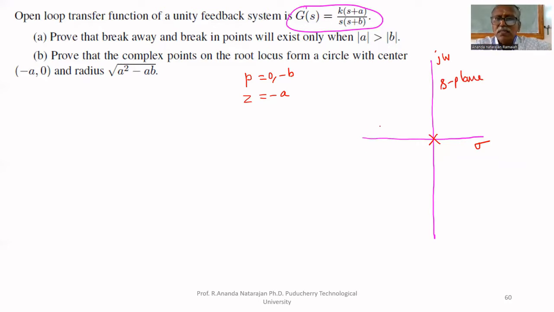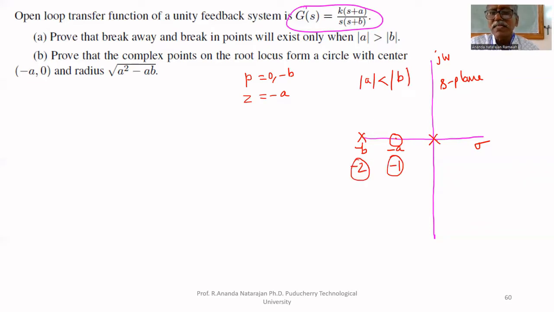Modulus of A is less than, let us assume, modulus of B. So A will be here, and B will be here, because we are assuming that modulus of A is less than modulus of B.